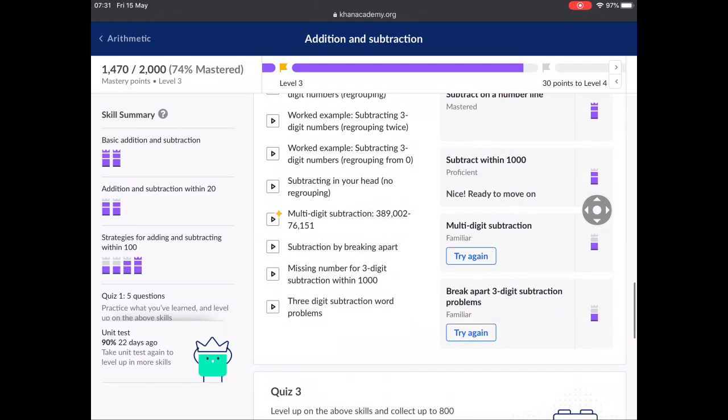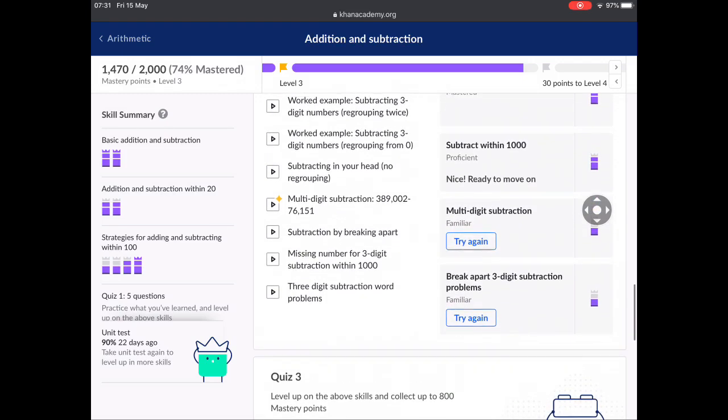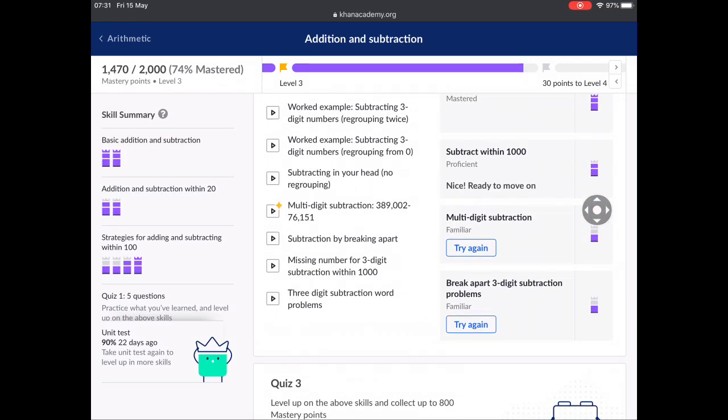Okay, so this is how you find out what you need to work on. Hope that was clear. Good luck.